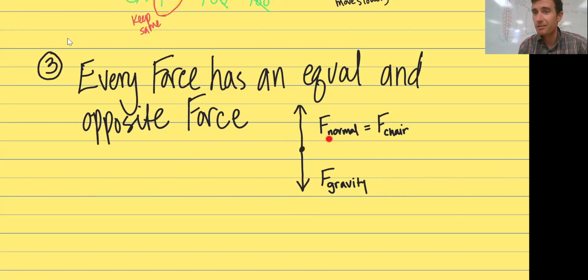It means perpendicular. Normal is perpendicular. So perpendicular would be to the surface of the chair. The surface of the chair is here. The force of normal is up. It's pushing me back up.